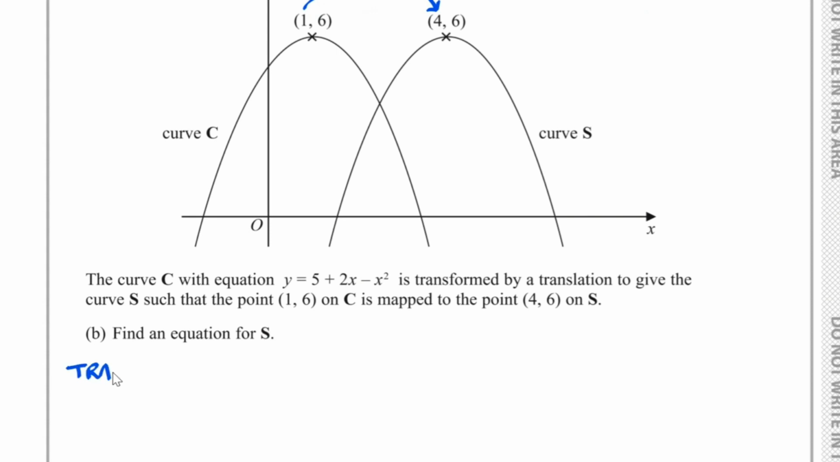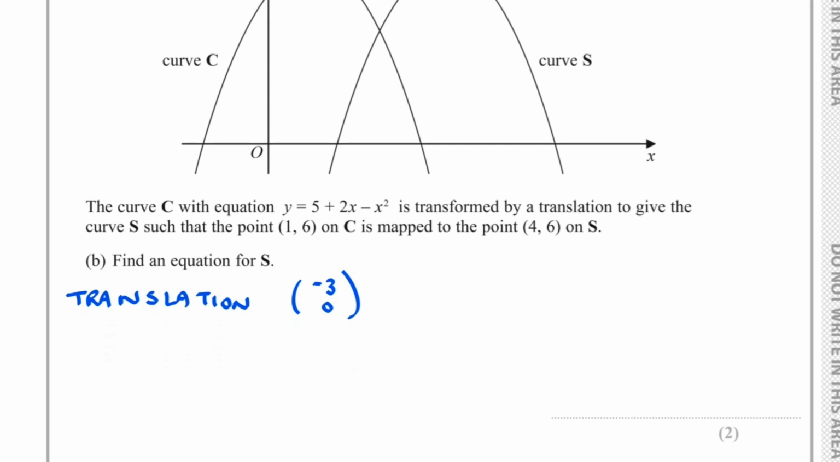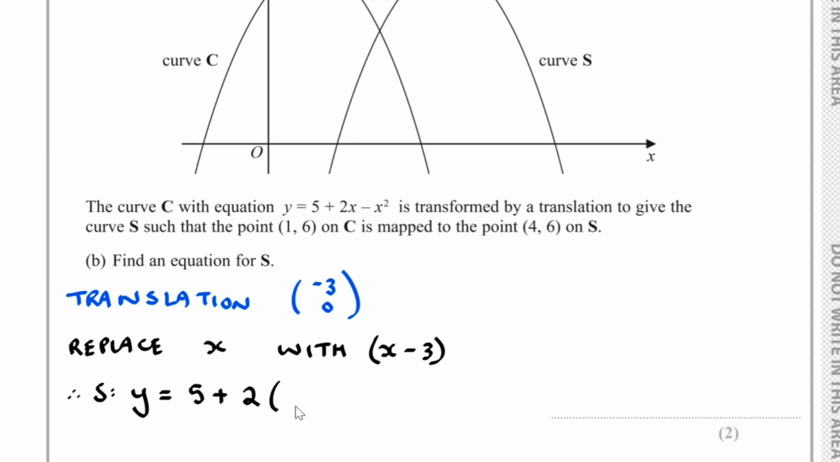So what type of translation do we have? Well, we have a translation by vector minus 3, 0. We're moving 3 to the right, which is why we've got the minus. And so we will replace the x with x minus 3. So if we replace x with x minus 3, we've got our curve S having equation y equals 5 plus 2 multiplied by x minus 3 minus x minus 3 squared. This is the equation for S.